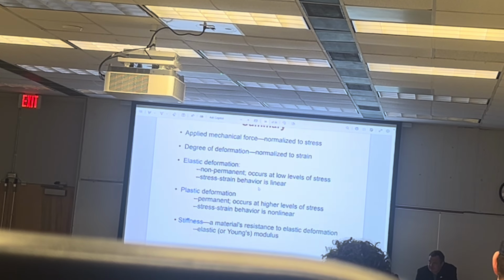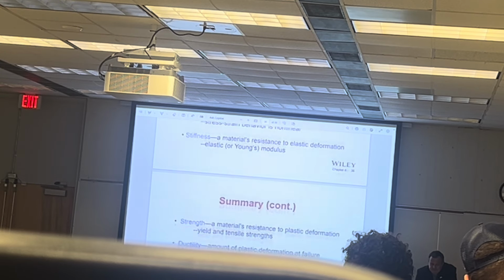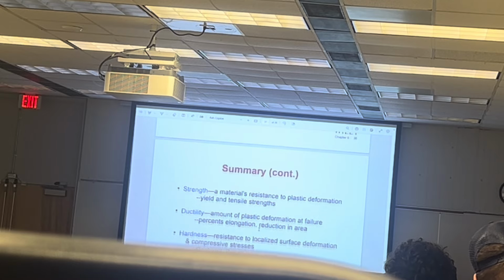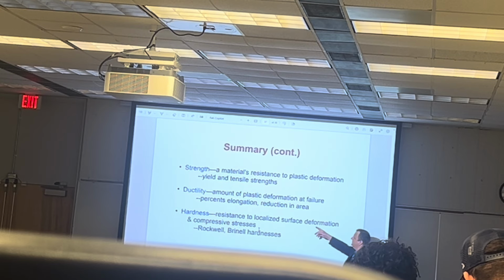That's when the stress-strain relationship is linear. Plastic deformation is permanent, and the stress-strain behavior is nonlinear. The stiffness is a measure of the resistance of a material to elastic deformation. The strength is the material's resistance to plastic deformation. And ductility is the amount of plastic deformation at failure. There are two ways to measure it, either percent reduction of area or percent elongation.